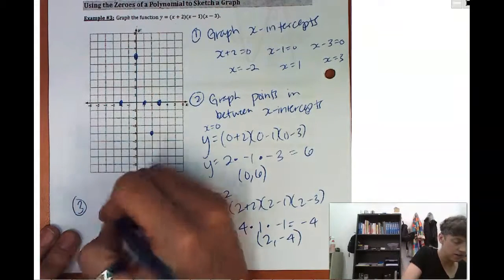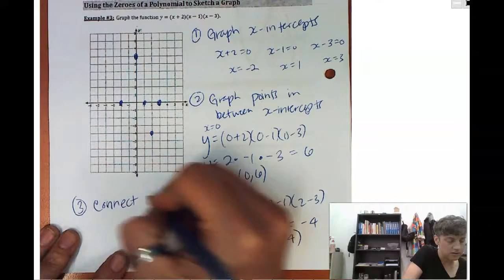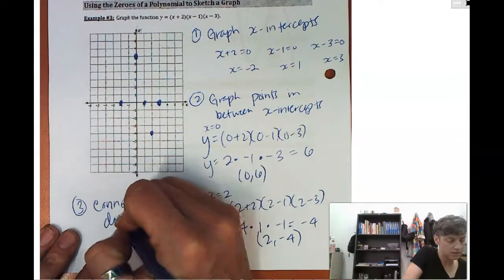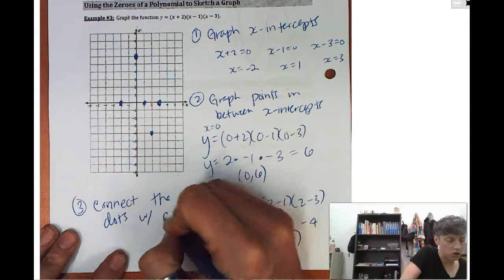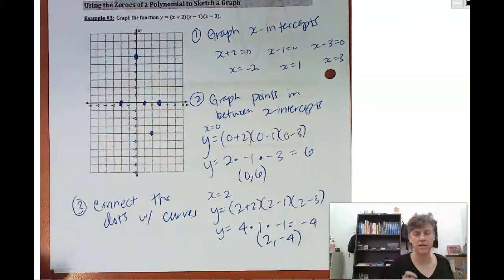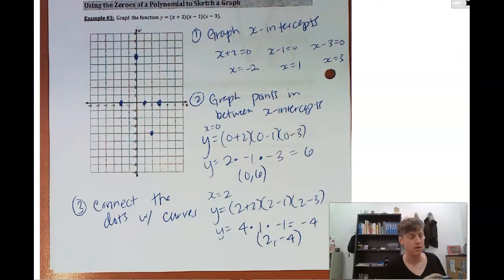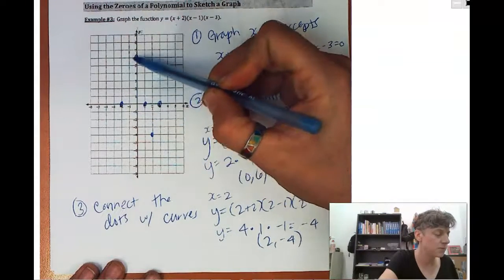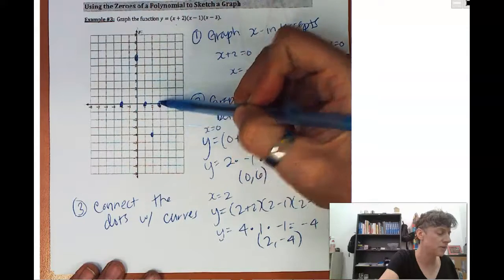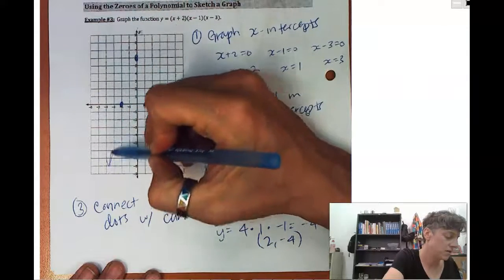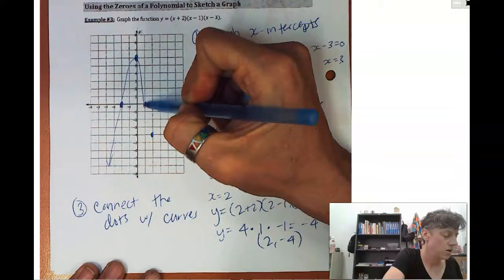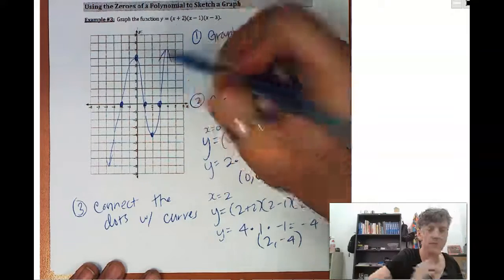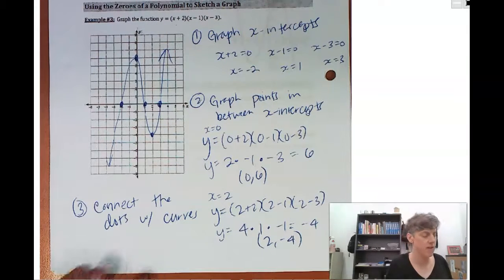Step 3. Connect the dots with curves. Okay, this is not going to be a pointy thing here. This is not an absolute value function. This is a polynomial graph. It's got smooth curves. So we need to make it from this point up to this point, back down to this point, down to this point, back up to this point. So we're going to look something like this. Très bien.